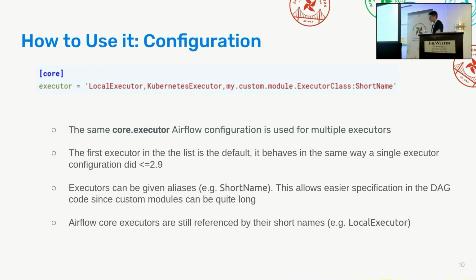I hope that the code is visible. I tried to make it as big as possible. It still uses the same core executor field that we all know and love and have been using for years, except that the config can now accept a comma-delimited list of executors. The first executor in that list, in this case local executor, is the default executor, which is important because that's the executor that's going to run any task that you haven't specified a specific executor for. So if you're running 2.10 and you bring some DAGs over from your previous Airflow versions and you don't make any changes, that first executor in the list is going to run all of those tasks.